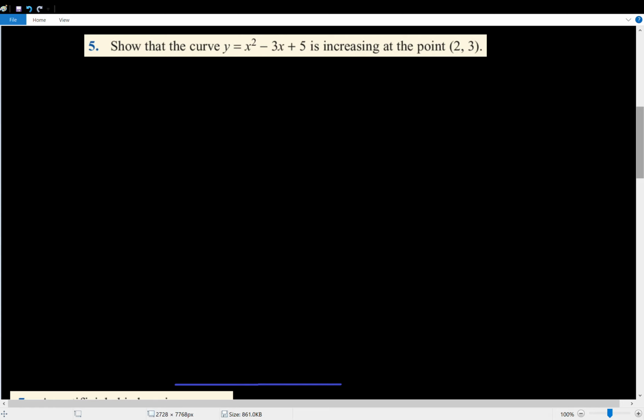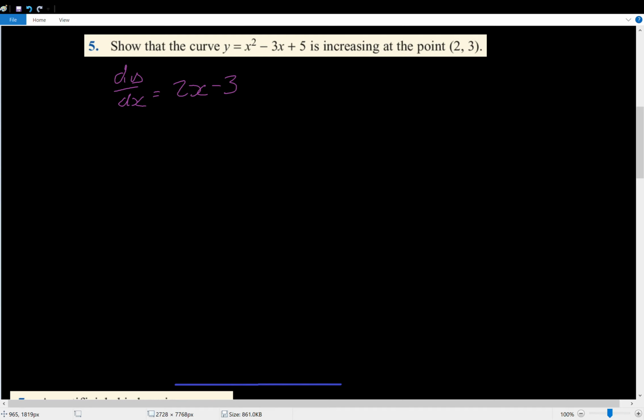Whenever we get a question like this where we're given a function and we're asked about either increasing or decreasing at given points, we're going to differentiate. And this is not going to be any different, so we're going to get our dy dx, and that's going to be 2x minus 3.